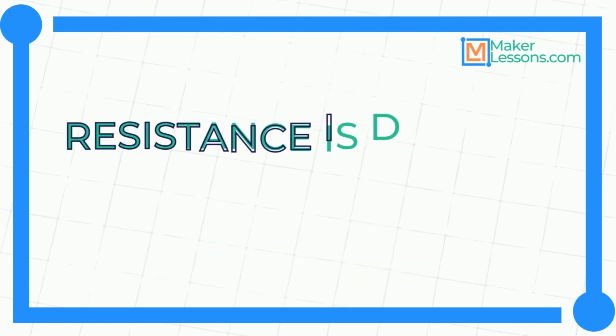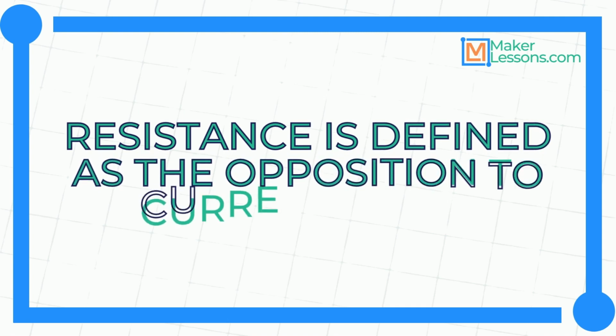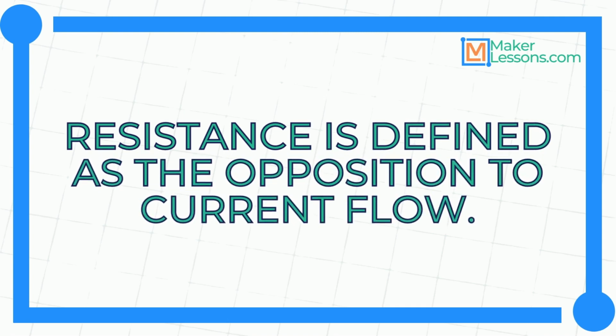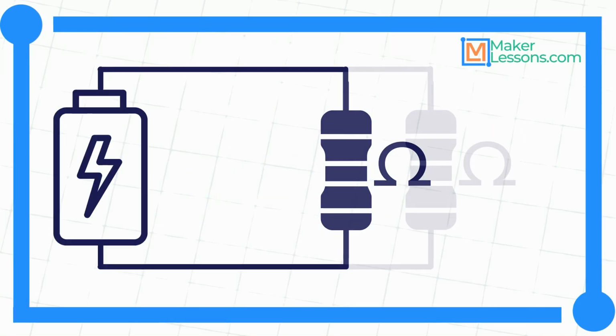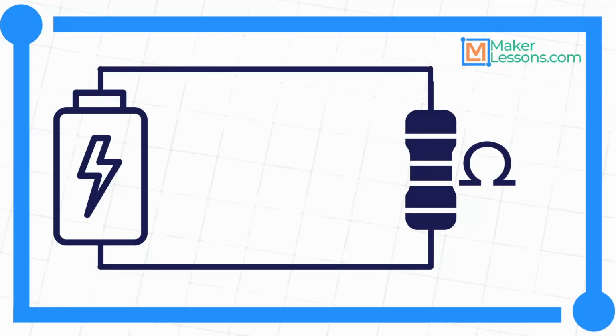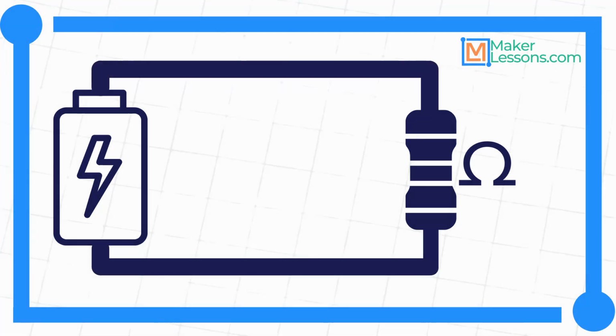Resistance is defined as the opposition to current flow. All materials except for superconductors have resistance. The value of this resistance is determined by two factors: the material of the conductor and its length, and the cross-sectional area of that conductor.